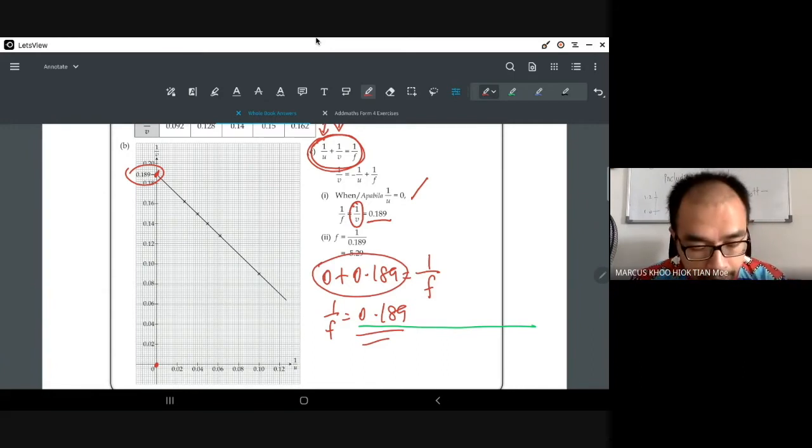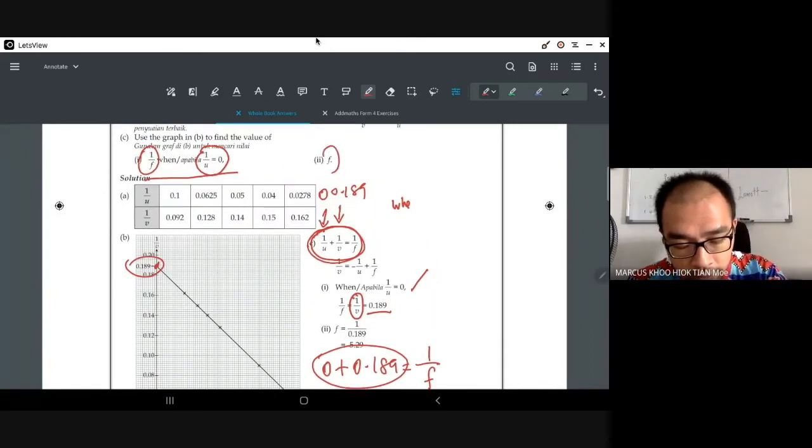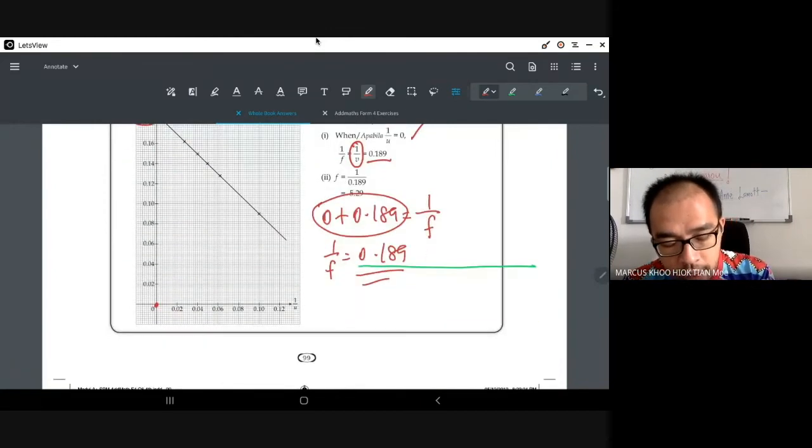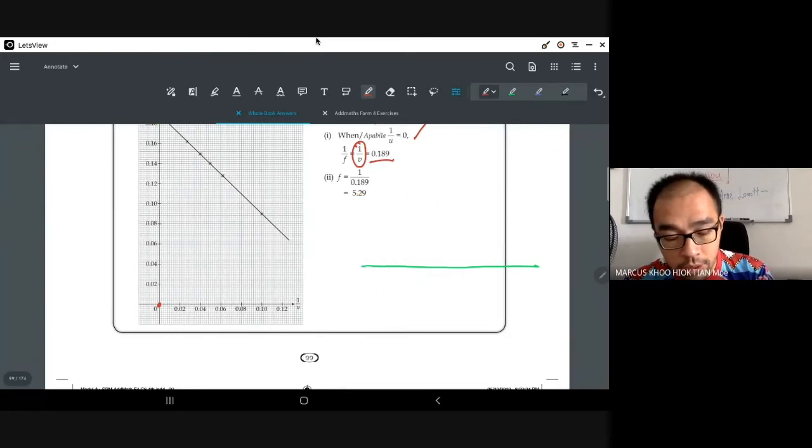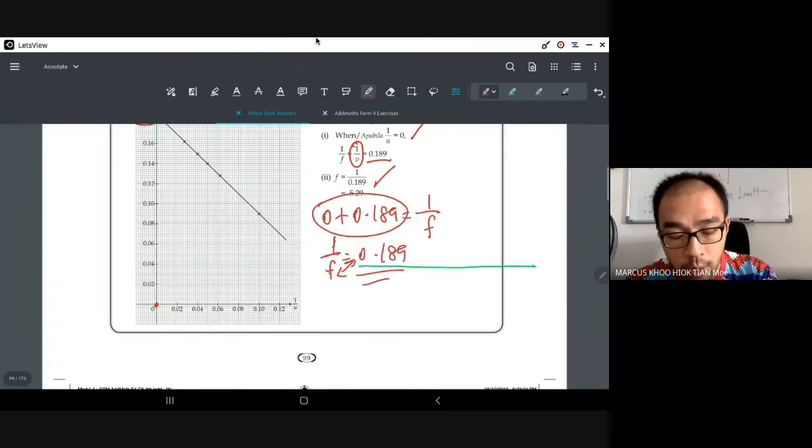Okay? And then they said what? Find the value of f. This one very easy. If 1 over f equals 0.189, how do you find the value of f? You change place. So that's why you get this. 1 over 0.189, you get 5.29.